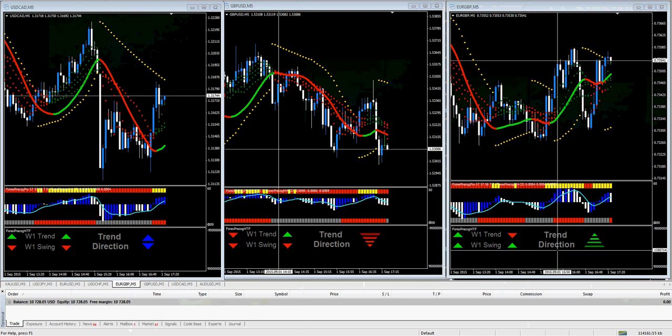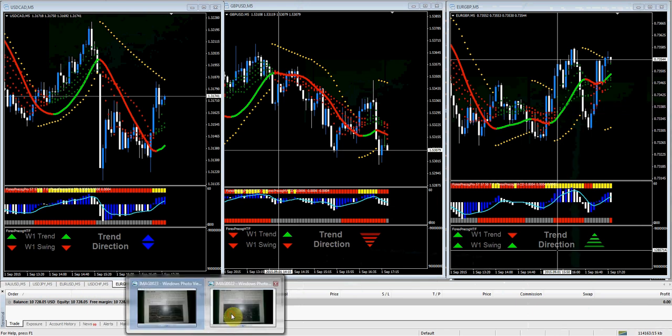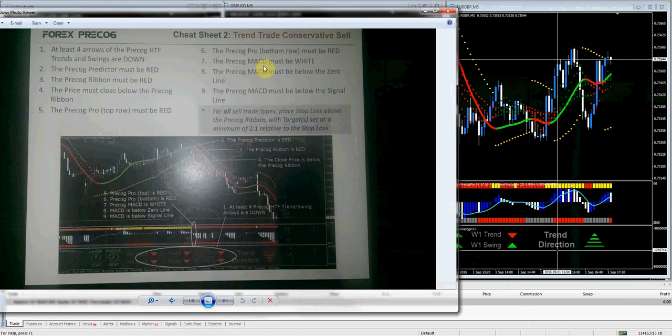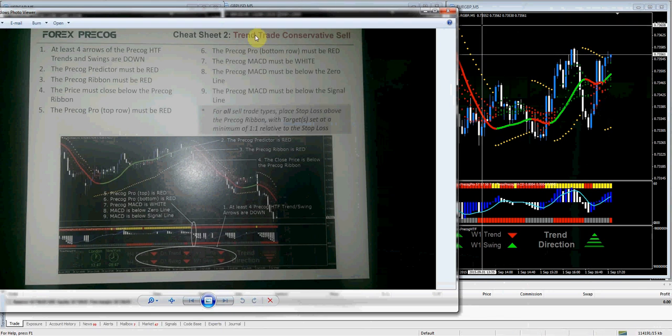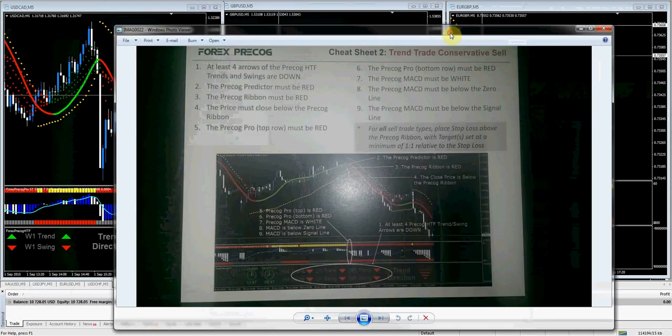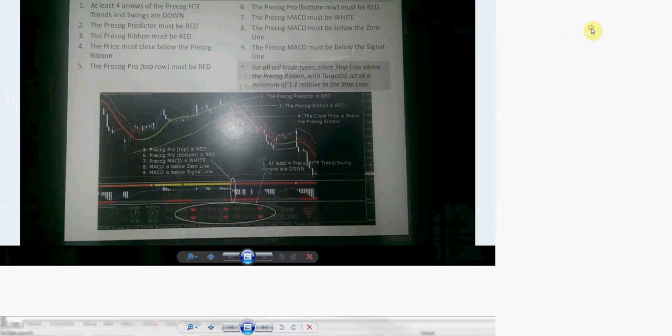Alright, I can also show you guys the cheat sheets. There are several ways that you can trade this system. You can use the trend trading portion of it, or you can use the swing trading portion of it. I'm personally going to be focused on trend trading. So this is one of the cheat sheets. I wanted to be able to show you guys this.